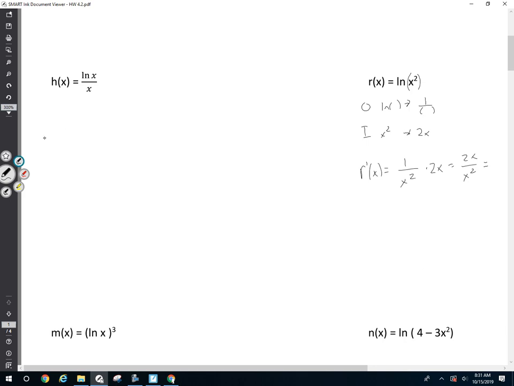Here's a quotient, so use the quotient rule. Derivative of the top times the bottom minus the derivative of the bottom times the top, all over the bottom squared. I'd simplify that to be 1 minus log x over x squared.